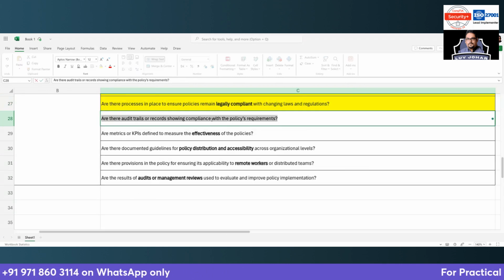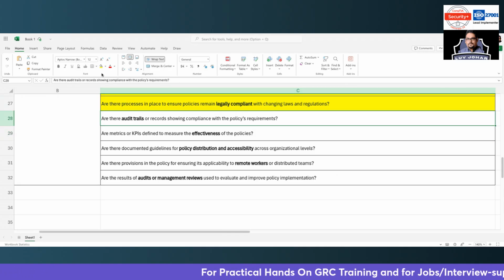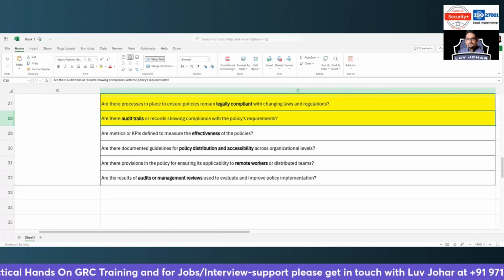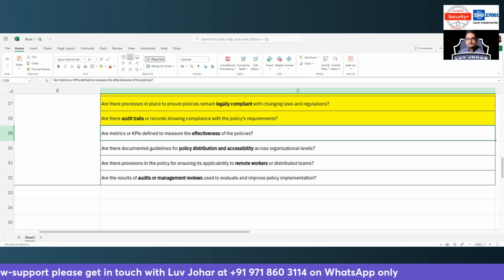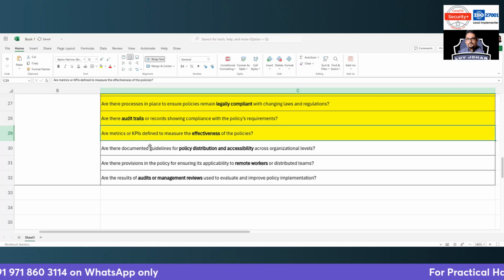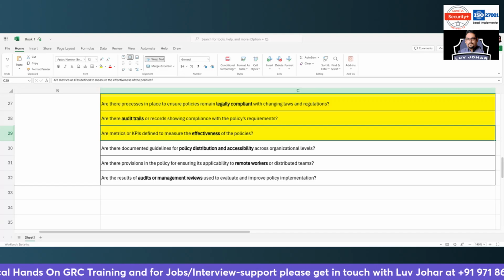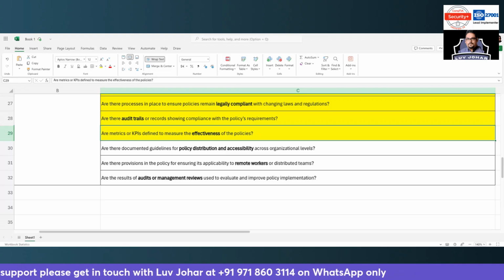Are there audit trails or records showing compliance with the policy requirements? Definitely. As a business, you need to have the audit trails where you can show compliance with the policy requirements. Everybody is following their due diligence and working accordingly, right? And also, in case of any issues, you can refer to these audit trails. Okay, are metrics or KPIs defined to measure the effectiveness of the policies? Now, how would you measure the effectiveness of the policy? There are different ways to do that, and as per this guidance, ISO 27001 wants us to create some metrics and KPIs to measure the effectiveness of the ISMS that we have, right?